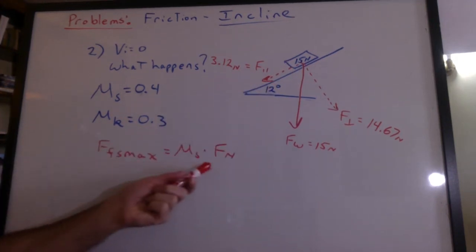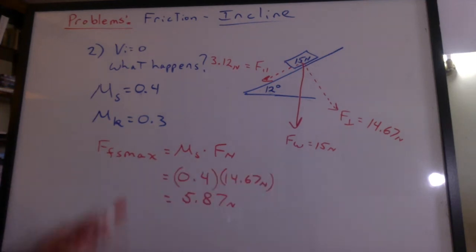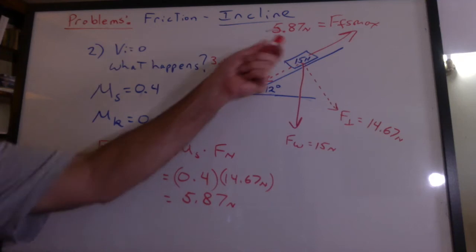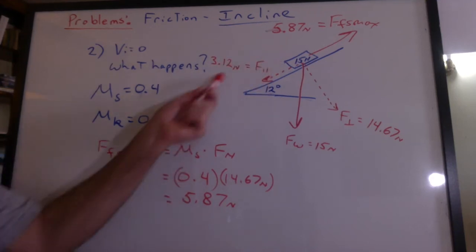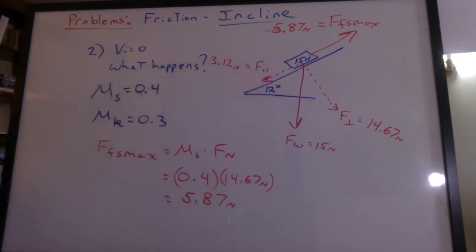Rearranging the friction formula, I get a maximum static friction of 5.87 newtons. Well, that's how much friction could be developed going up the plane. But we're only pulling with 3.12 newtons. Well, that's not enough to break static friction. So what's going to happen? The block will remain at rest.